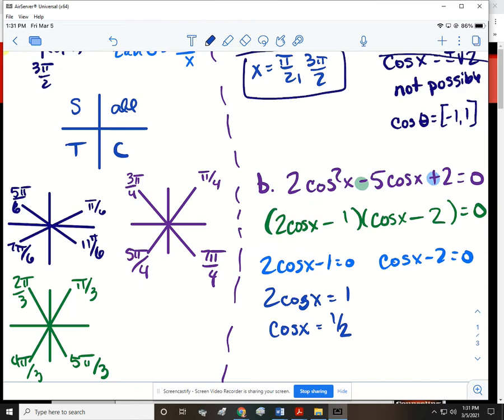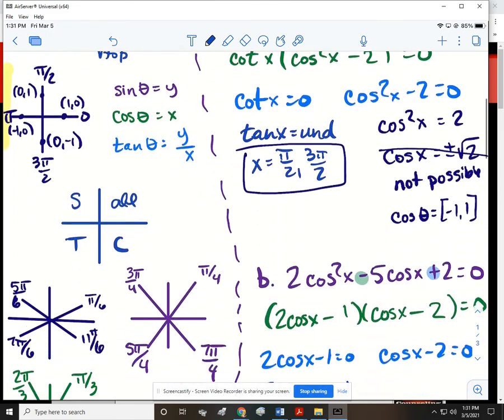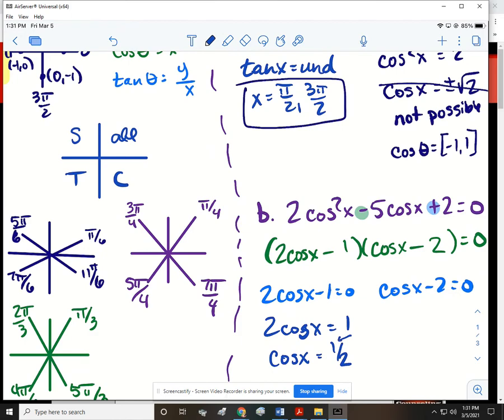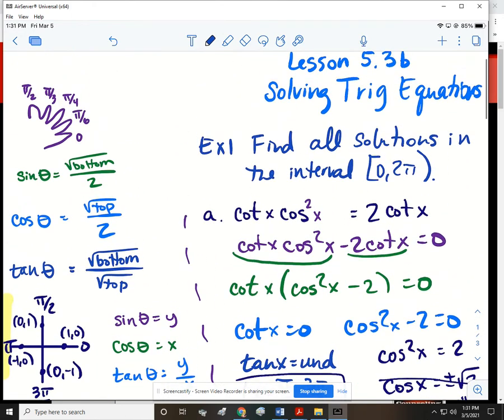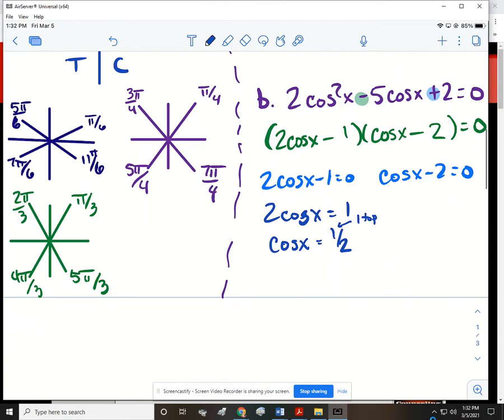Okay, so for cosine on the hand trick, we do the square root of the top fingers over 2. So for this particular problem, we want 1 top finger. Right? So if we go to the hand, the finger that has 1 top finger is pi over 3. So pi over 3 is going to be one of our answers. But we have to know that cosine is also positive in quadrant 4. So we need pi over 3 in quadrant 4, which we can see over here is 5 pi over 3.